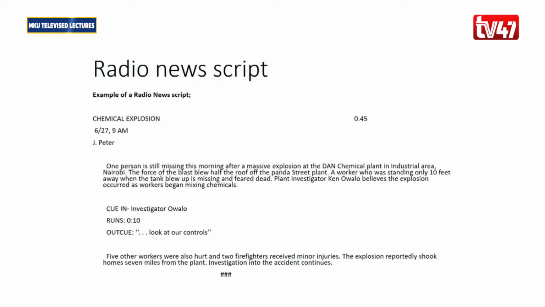So with that, when the announcer reads it, we will be certain that this news item is supposed to be announced at that particular moment. Then you indicate the person who has done the news coverage, and in our case it is J. Peter. On the right side of the column, you indicate the duration of that news item, and in our case it is 45 seconds.